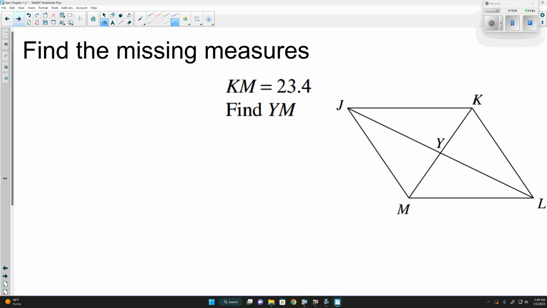Find the missing measure. So we're not going to be able to find all the lengths. We're only going to be able to find one or two. Now KM is the entire length, and we're told that it is 23.4. The diagonals of a parallelogram bisect each other. And again, these are still parallelograms.